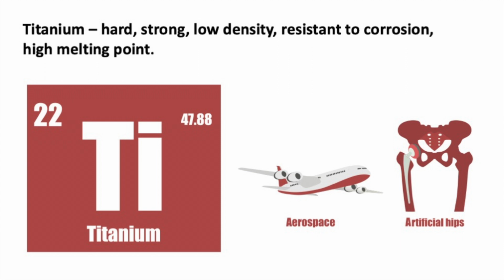We also come across titanium in smart materials because titanium, when mixed with nickel, forms the alloy nitinol. And nitinol is a shape memory alloy. This is a material that regains its original shape on heating. And we use nitinol in spectacle frames because if you twist them out of shape, you can put them in hot water and they regain their original shape.